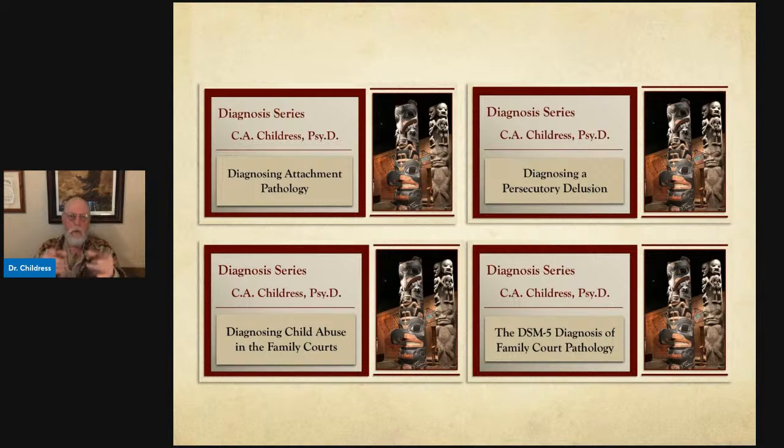The other one, down at the lower level, is diagnosing child abuse in the family courts. This is because it's child abuse. It's either one way or the other. It's either child abuse by the targeted parent, path A, or child abuse by the allied parent, psychological abuse, shared delusion, factitious attachment pathology, path B. It's going to be one or the other of those. So I discuss at a professional level diagnosing child abuse in the family courts.